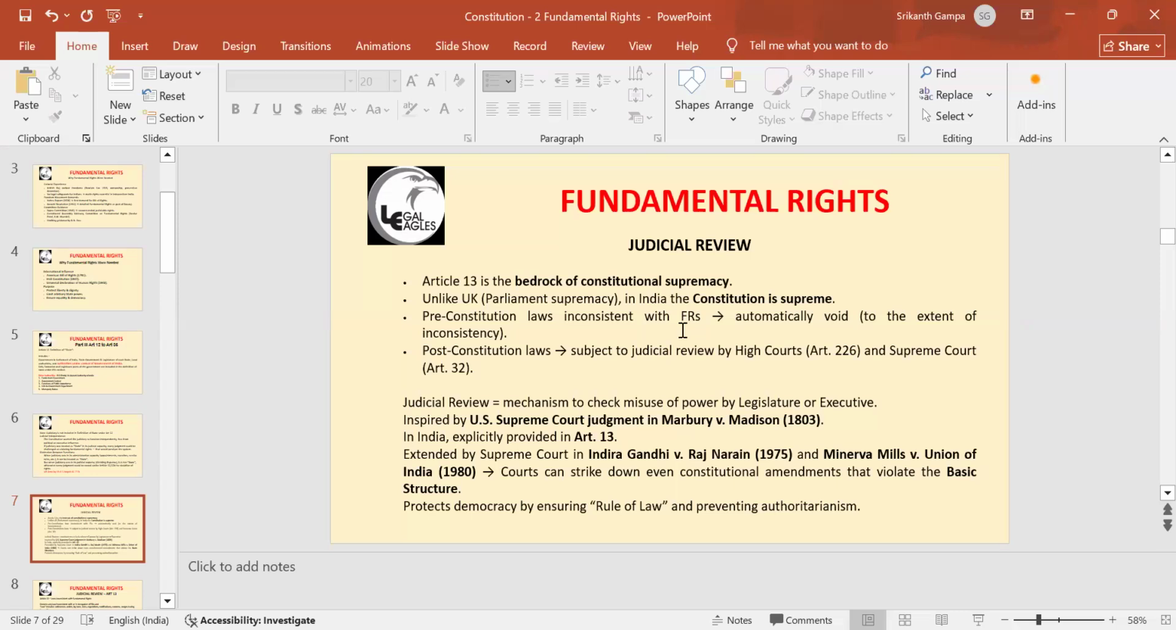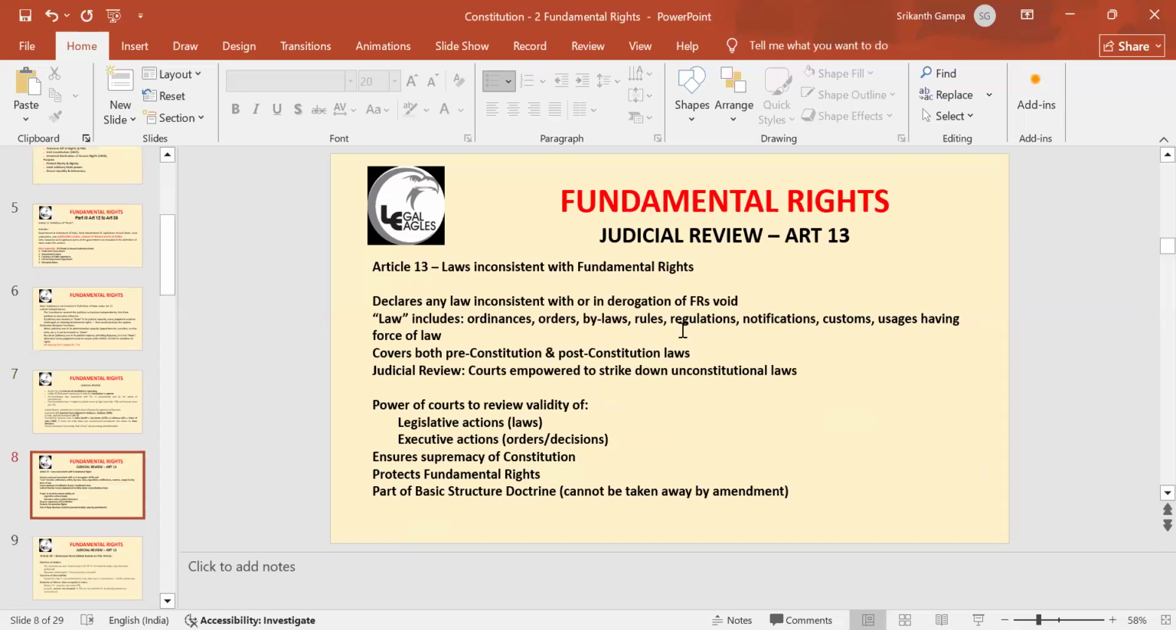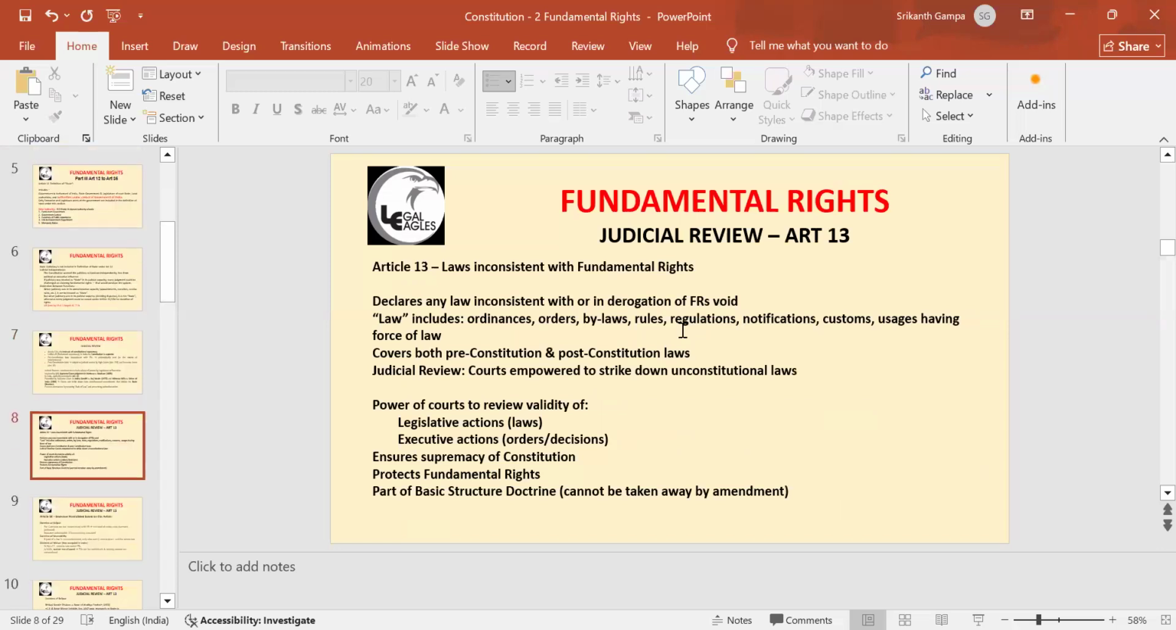It protects democracy by ensuring the rule of law and preventing authoritarianism. So even if the government has 545 seats in Parliament, all seats won by them, the independent judiciary or judicial review will protect the rule of law. It will give supremacy to the Constitution, and it will see to it that acts which violate the Constitution do not become laws.